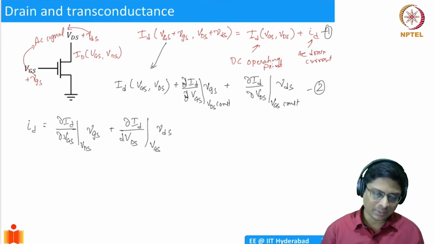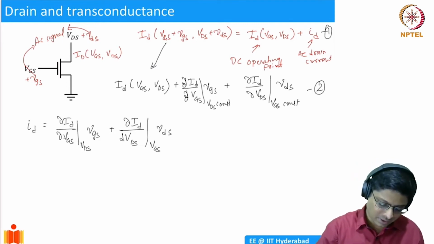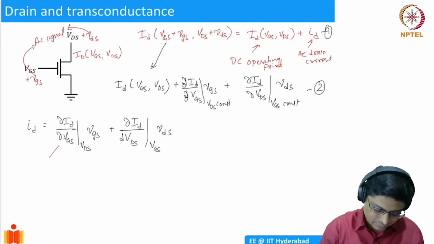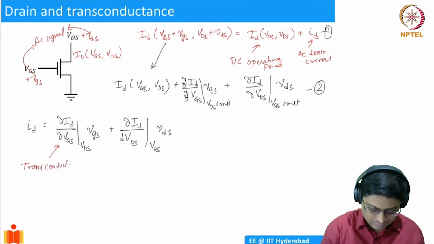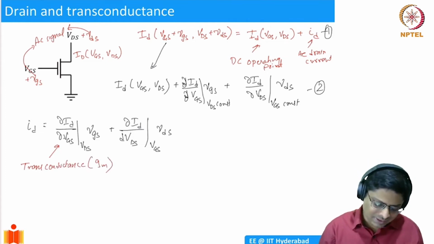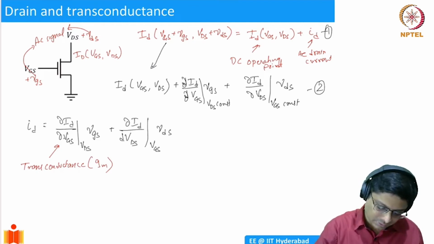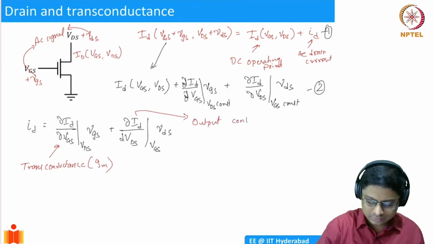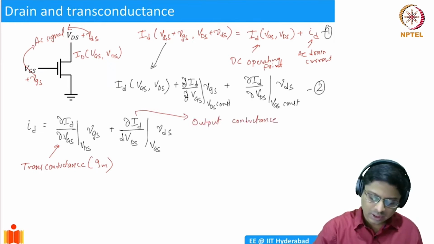These two parameters are very crucial, so we give them a separate name. This particular term is called transconductance, and we give it the name GM. We will derive an expression for it in a moment. And the other term is output conductance, and we'll call it GD.